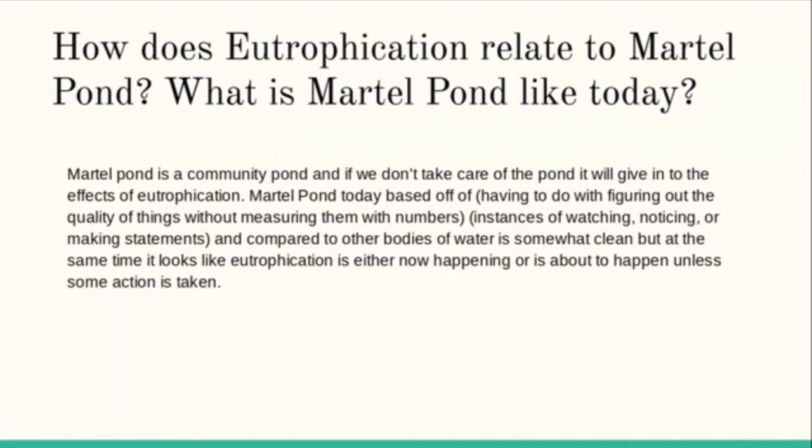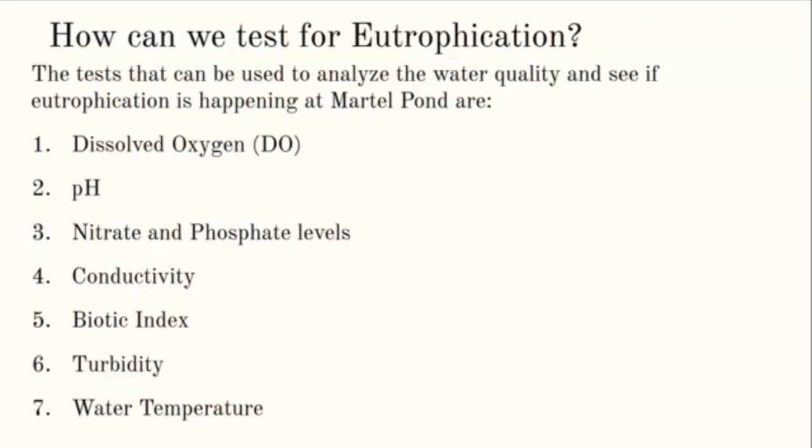And how does eutrophication relate to Martel Pond, and what is Martel Pond like today? So Martel Pond is a community pond, and if we don't take care of it, the pond will give in to the effects of eutrophication. Martel Pond today, compared to other bodies of water, is somewhat clean, but it looks like eutrophication is either happening now or is about to happen unless some action is taken. So this is why we did our investigation.